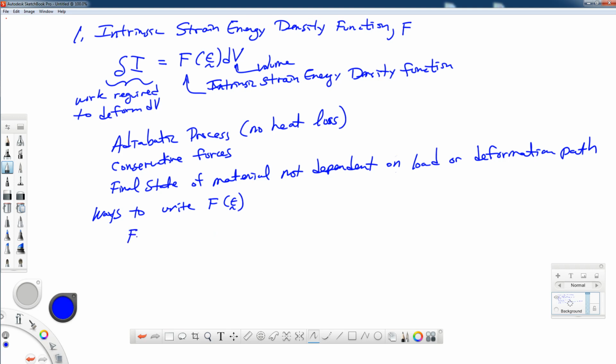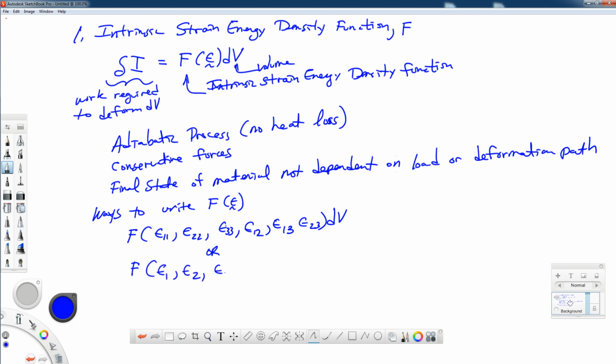We can write it in terms of strain tensor components: epsilon 1,1, epsilon 2,2, epsilon 3,3, the normal strains, and we can write it with the shearing strains. I'm writing here the tensor shearing strains, epsilon 1,2, epsilon 1,3, and epsilon 2,3. Here we have a symmetric strain tensor, or we can write it in terms of principal strains if we want.